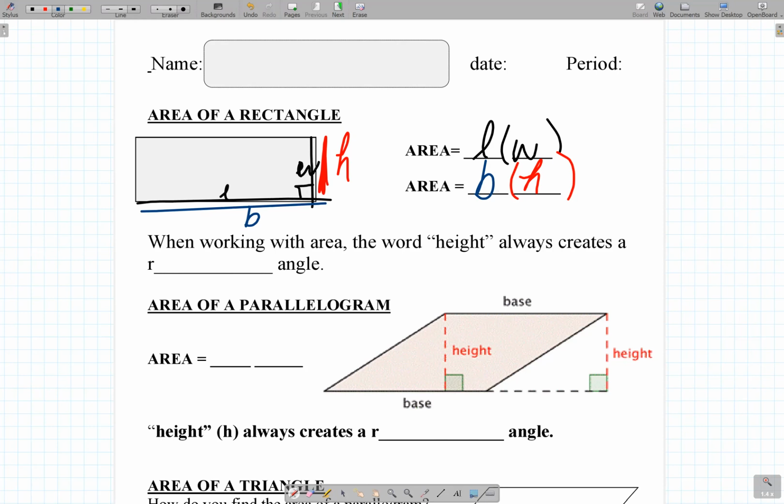Just out of curiosity, how many of you have heard that term in rectangle space? Since you've heard that, the word height always makes a right angle.